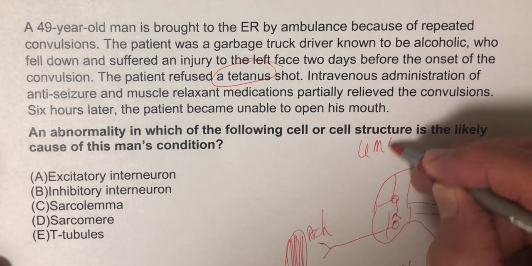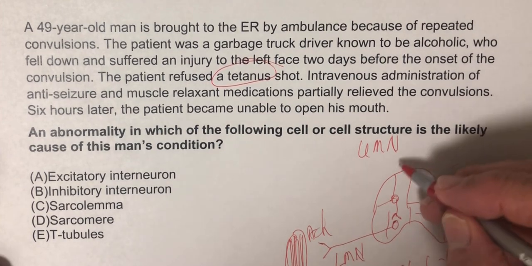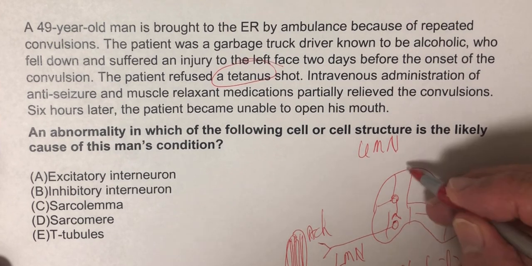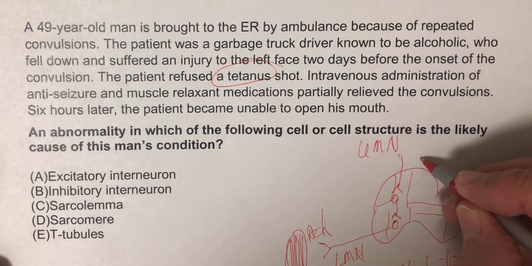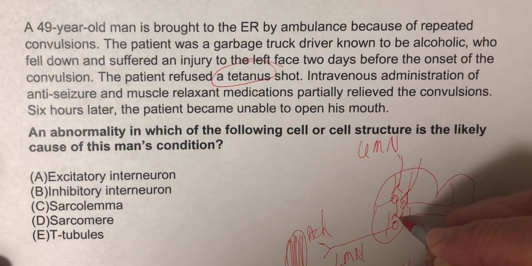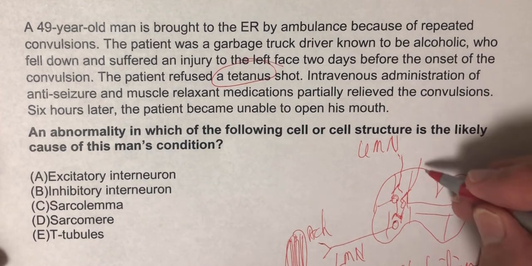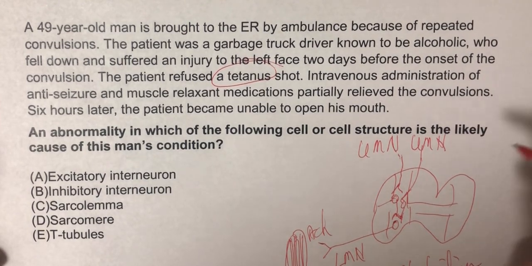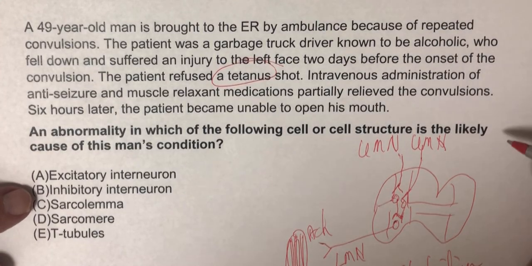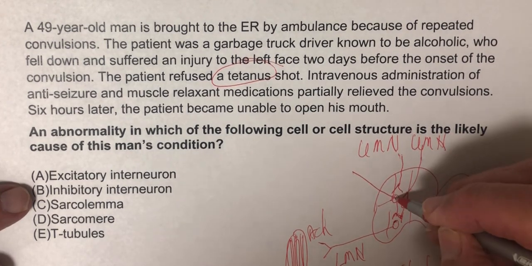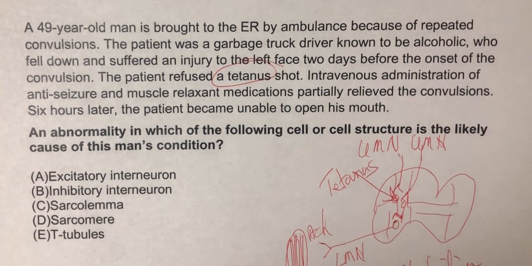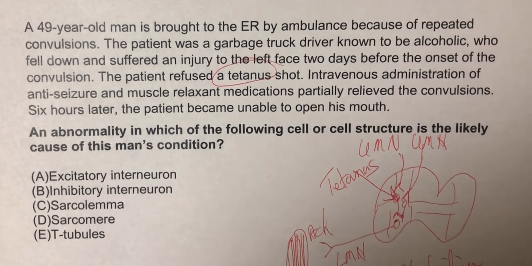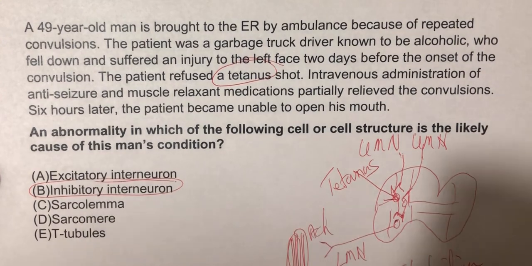Now we know upper motor neurons, this is our lower motor neuron, upper motor neurons innervate lower motor neurons, but before they do so, they synapse with inhibitory interneurons and also excitatory interneurons. So if we have both excitatory interneurons and inhibitory interneurons, and the inhibitory interneurons are attacked by tetanus, which they are, here we go, tetanus is attacking the inhibitory interneuron. It's actually getting into the cell and damaging it. Well, then we'll get overexcitation, and it seems like then B is the correct answer.